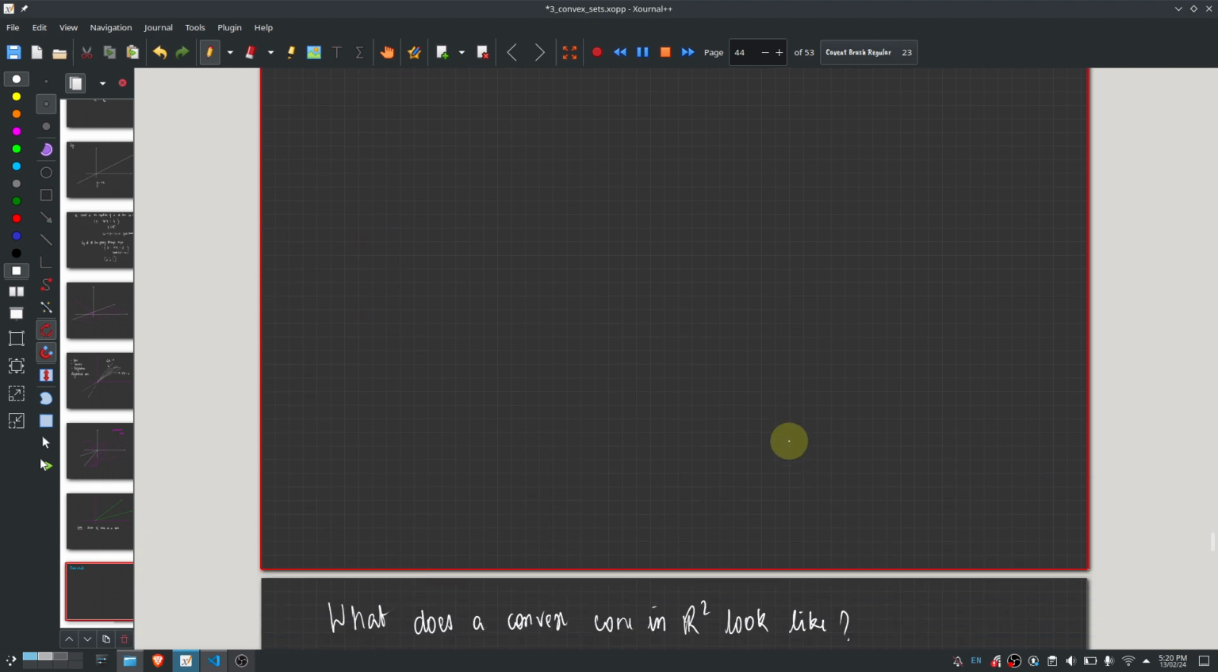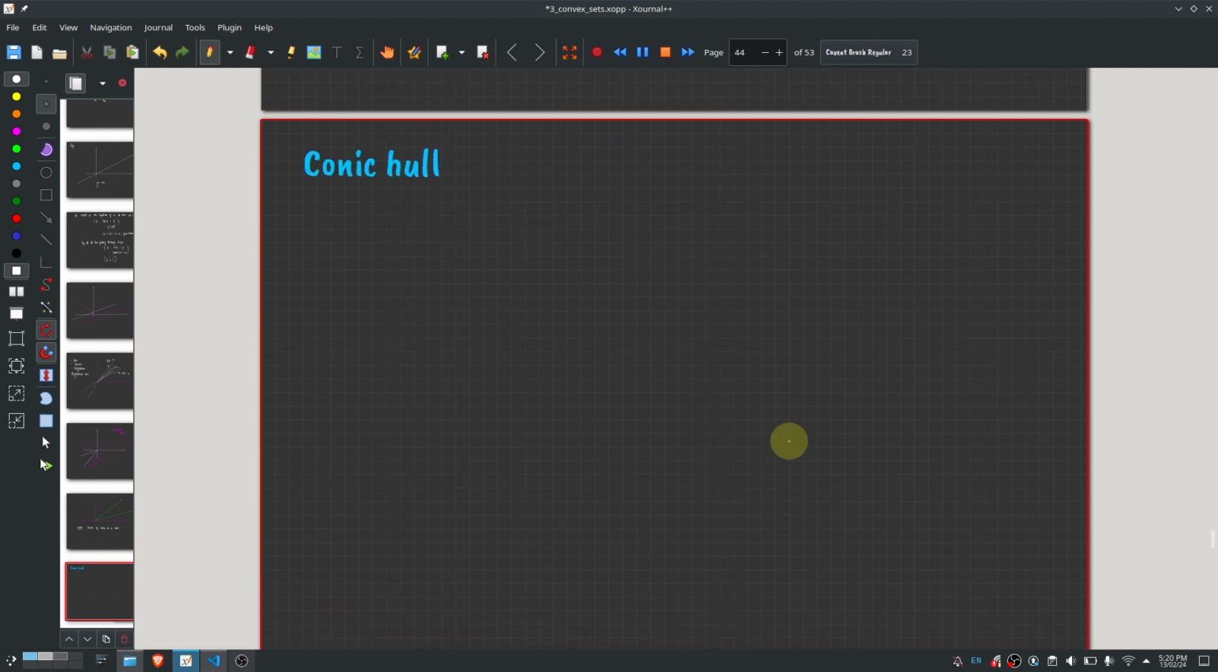We'll see some more examples of cones. But exactly as we defined affine and convex hulls of sets, we can also define the conic hull of a given set as the smallest cone that contains the given set S. Or I should say the smallest convex cone containing S, and this is also equal to the set of all possible conic combinations of S.